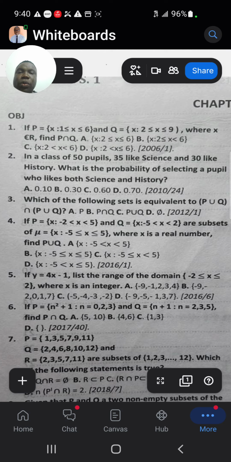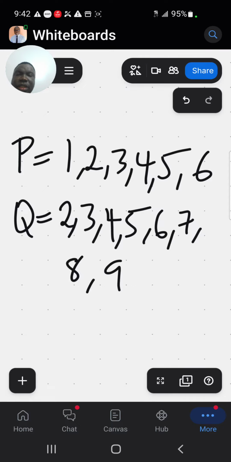And then Q would be, Q is equal to X such that X is greater or equal to 2, meaning 2 is also included. So 2, 3, 4, 5, 6, 7, 8, and 9 is included because it says less or equal to 9. So let's put that on the board now. So this is it. P equals 1 to 6 and Q equals 2 to 9.